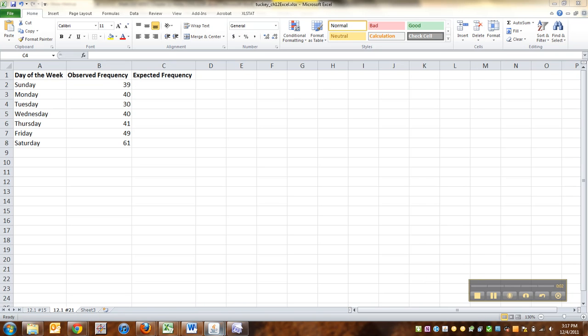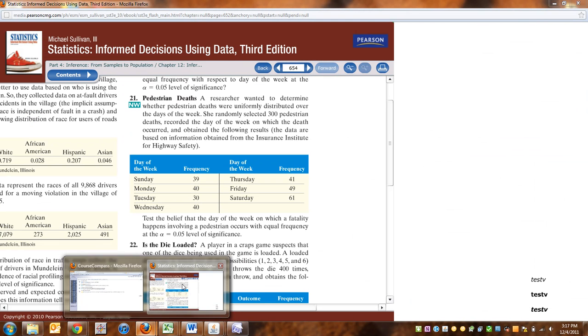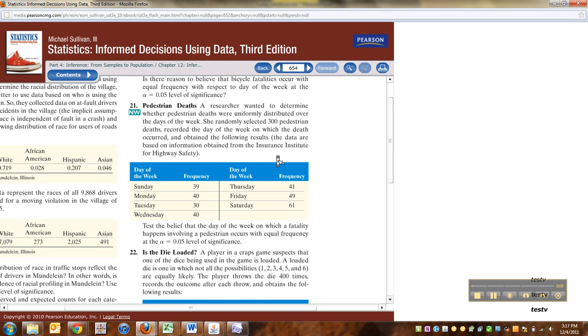All right, so here we are in our next foray into Excel. This will be 12-1, number 21. And you can see here, a researcher wanted to determine whether pedestrian deaths were uniformly distributed over the days of the week. She randomly selects 300 pedestrian deaths, recorded the day of the week on which the death occurred, and obtained the following results. The data are obtained from the information obtained from the Insurance Institute for Highway Safety.